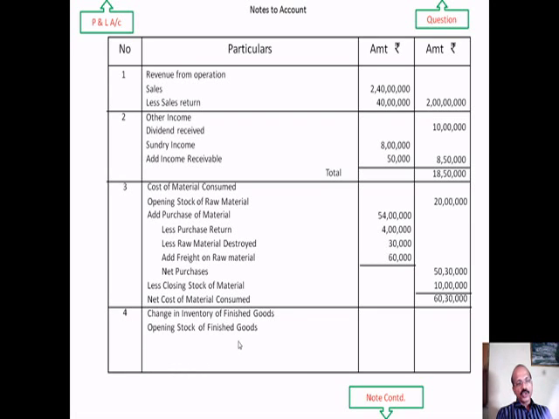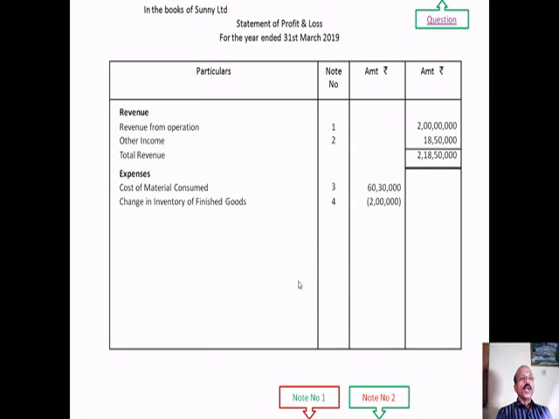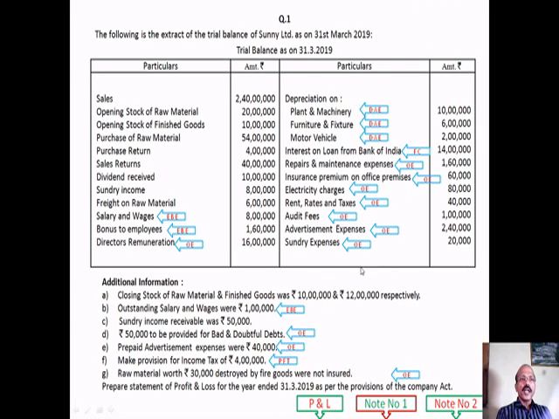The opening stock of finished goods amount is 10 lakh and the closing stock of finished goods is 12 lakh. So the total net decrease in inventories is 2 lakh. That will be taken care of in the profit and loss account. That's 2 lakh. The next item in the profit and loss account which we normally charge is employee benefit expenses, which we already recorded in the trial balance. EBE stands for employee benefit expenses.